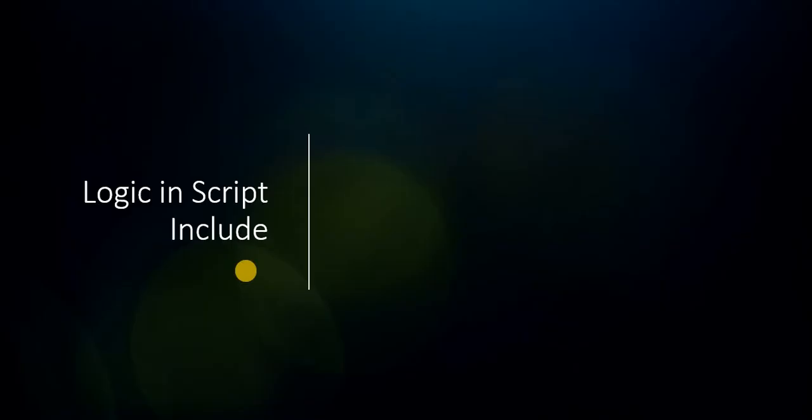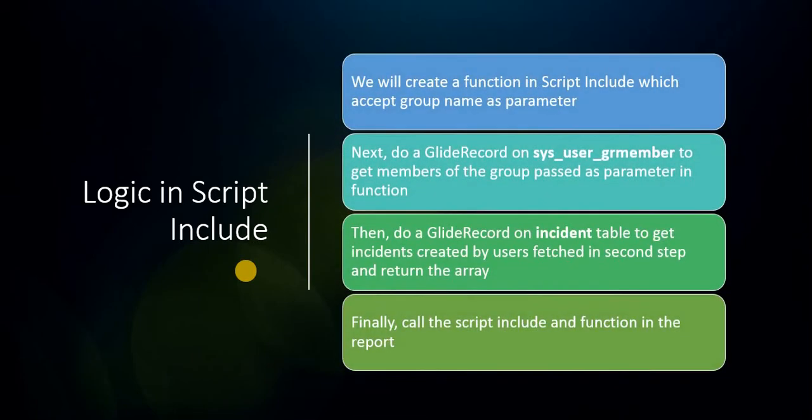Now we will see the logic of the script include which we will use. We will create a function in the script include which will accept the group name as a parameter. We can pass the group name in single quotes or double quotes, and it could be network, database, or any other group name which you want to send.